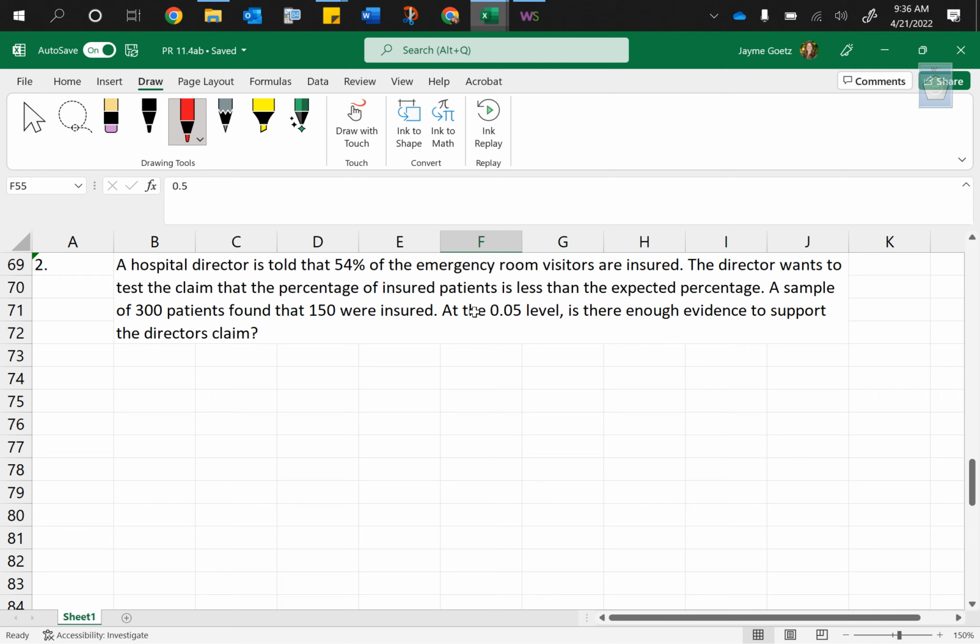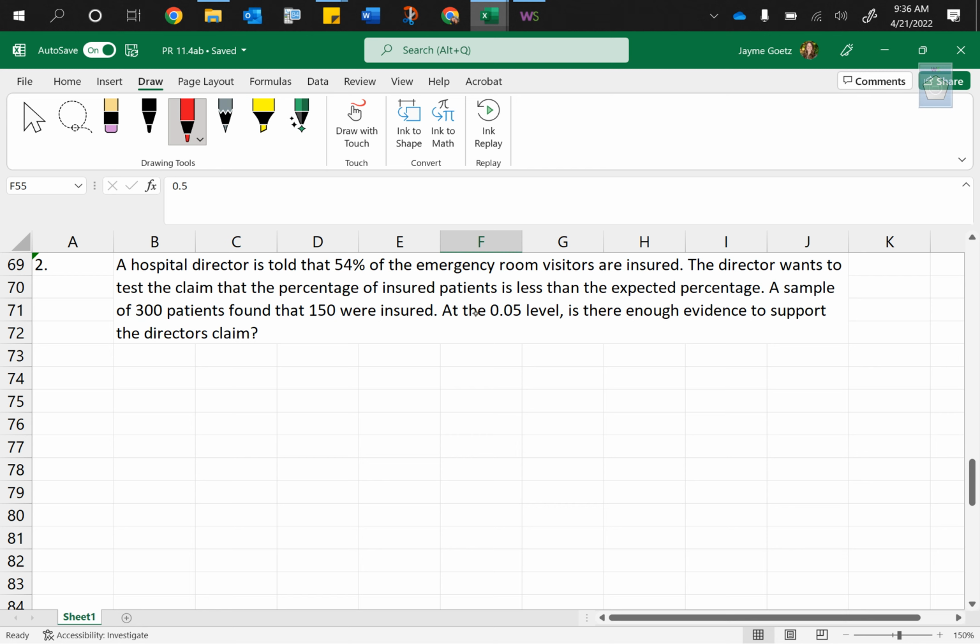So the first thing we're going to do is identify our null and alternative hypotheses. It says a hospital director is told that 54%, that percent right there tells me that it's a proportion. We're testing a population proportion. So my null hypothesis is that p is equal to 0.54.